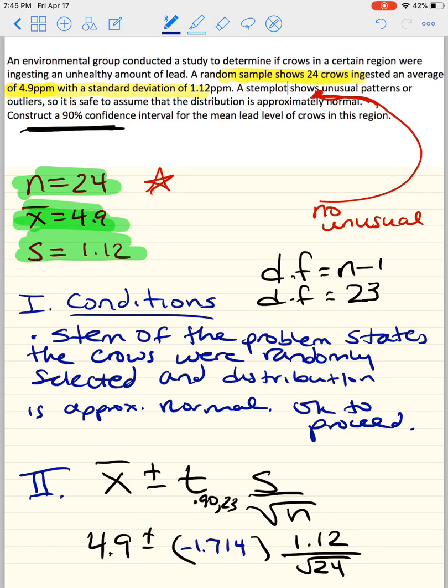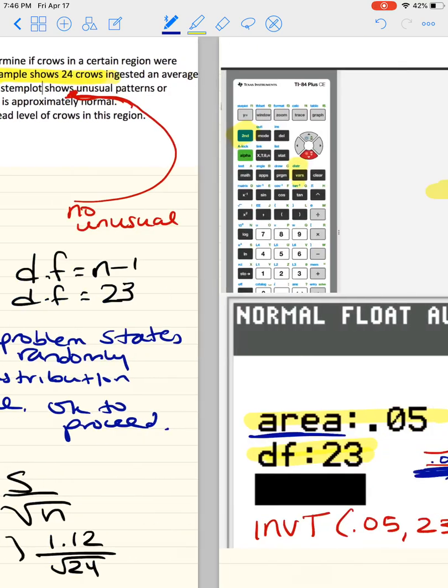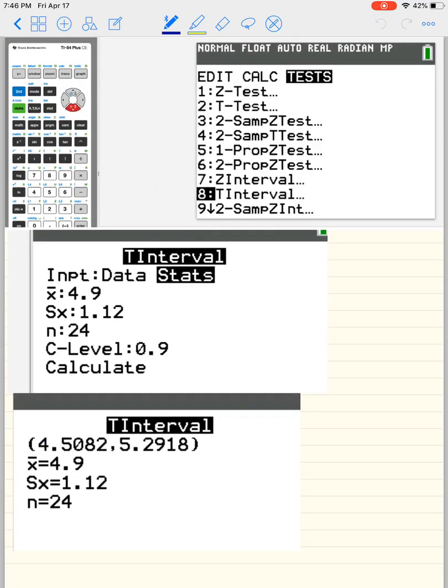Once we do that, we're going to have to come here. Once you set it all up, you press stat by itself. It's going to get you to tests. After you go to tests, you go to number 8. Remember that 1 through 6 is only for hypothesis tests. Everything else will be intervals. You plug in your data, 4.9, 1.12, 24, and then 0.9, calculate. You get this here. So what does this mean?